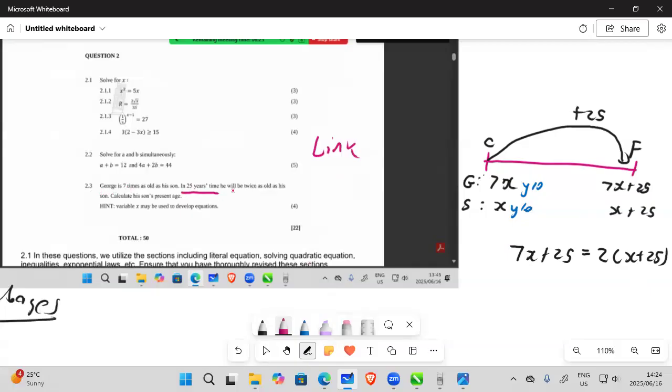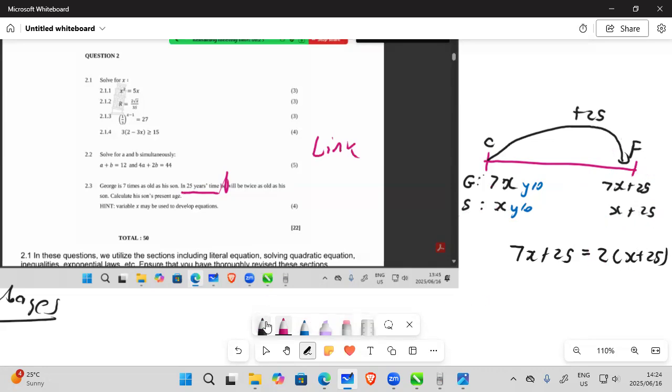So from year to year, there was no link. What links these two years is the fact that in the future, this person's age will be double. George's age will be double his son's future age. I hope you'll understand. So in the future, George's future age will be two times his son's future age. That's why we put it there like that.